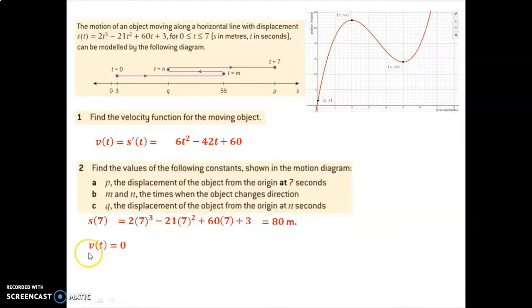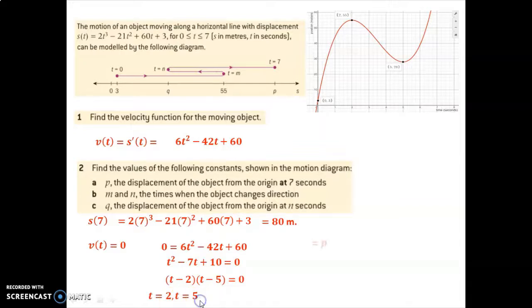All right, to do that, we set the velocity function equal to 0, and there is our velocity function set equal to 0. Solve that. When we solve that, first I divided by 6 to make it easier to factor. I factored it like this, and then you can find t equals 2 and 5, which means m and n must be 2 and 5. All right, and that matches what we saw in the graph here.